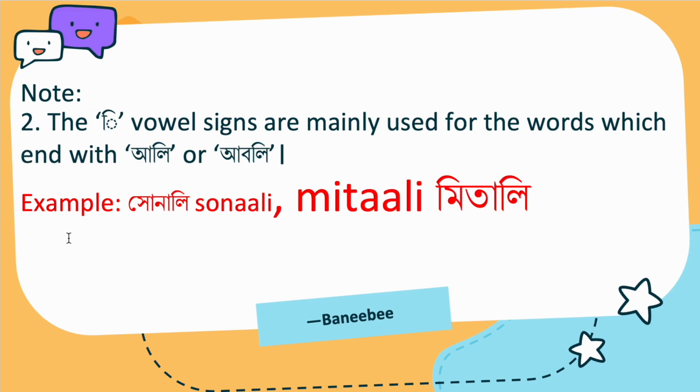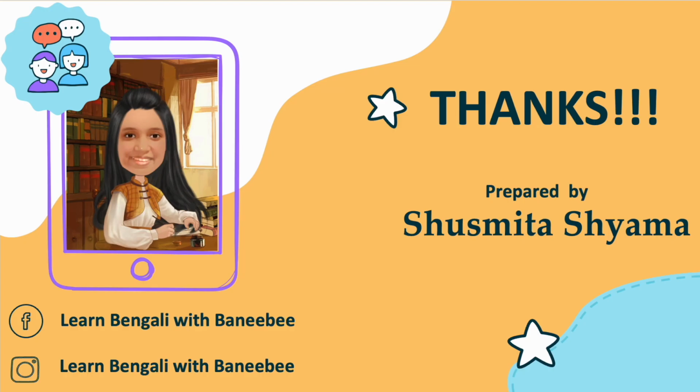Another rule is the E diacritic or the vowel sign is mainly used for the words which end with ali or aboli. So these are some suffixes called ali or aboli and these are always written with the short vowel sign. For example, Shonali, Mitali. That's all about the letter E for now.